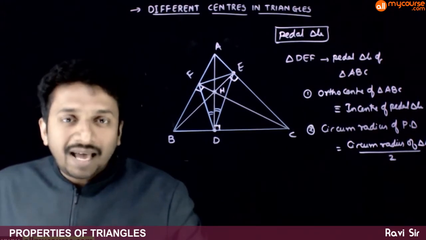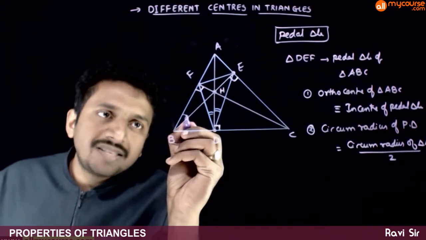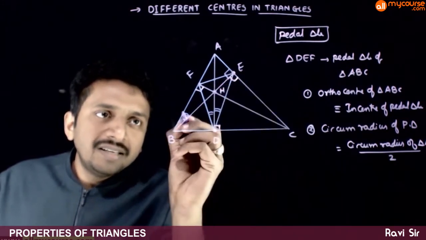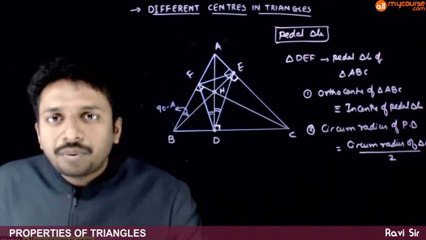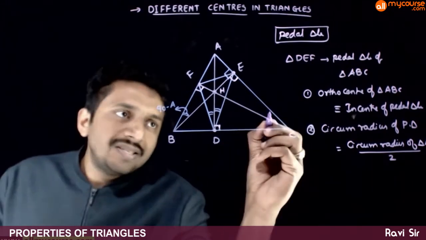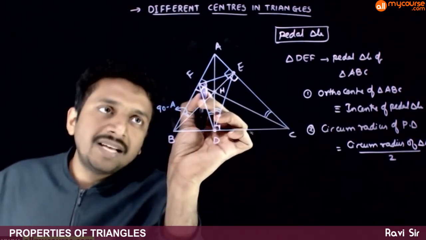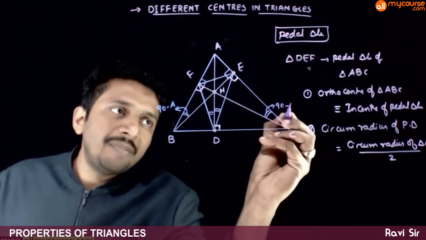To do that, I'll use the angle properties which I have used in the orthocenter. So first, what is this angle? Because this angle is 90, this angle is nothing but 90 minus A, right? Next, what is this angle? This angle is also equal to 90 minus A, because this angle is 90, this angle is A, so this angle is 90 minus A.